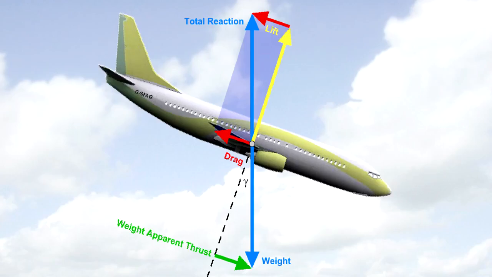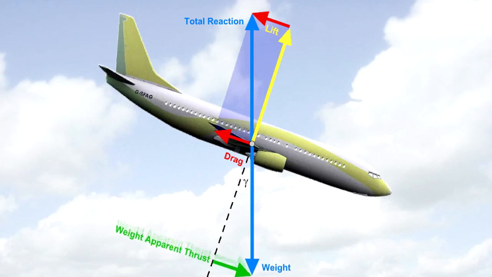Let us now examine what factors will affect and modify the angle and rate of descent. The first of these factors is weight. For the moment, let us assume a normal descent at zero thrust whilst maintaining a standard scheduled descent speed. Looking at the diagram, a heavier aeroplane will have a greater weight apparent thrust. This creates more forward force than rearward force, and the aeroplane would accelerate.